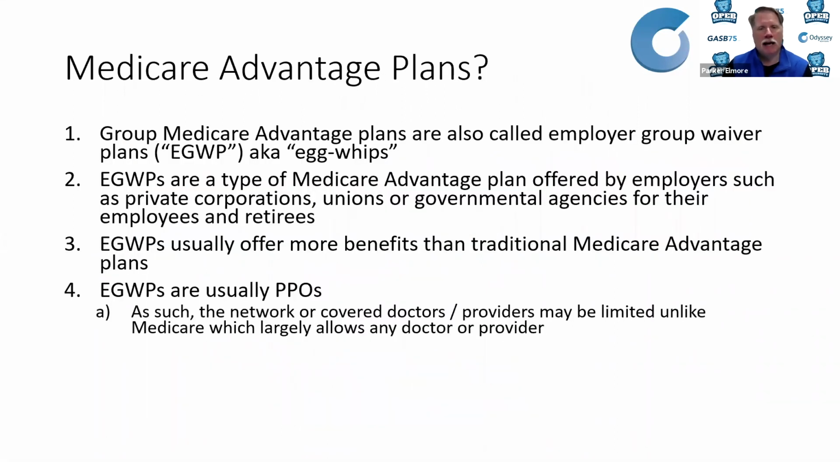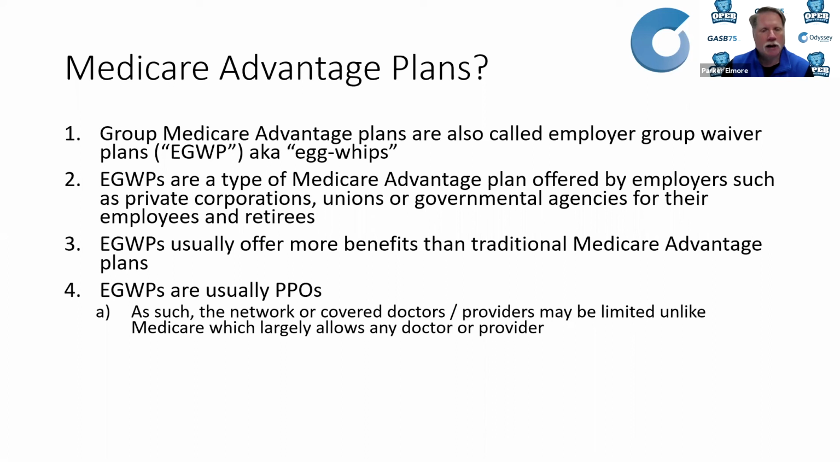All right, so enough of that. Now let's talk Medicare Advantage plans. You're saying, I've heard about these things. I see all the ads from Humana on TV all the time. They're on all the time. So a Medicare Advantage plan, also known as an EGWP, these are group plans. These are things that you as the employer can offer. A lot of private companies offer them. Unions may offer them to their employees or groups.